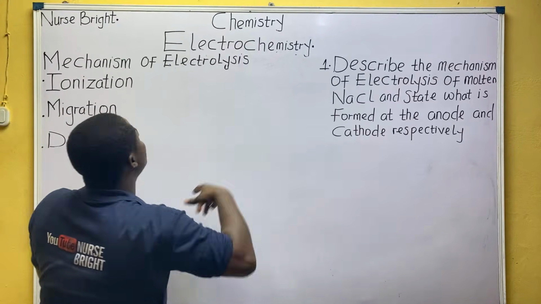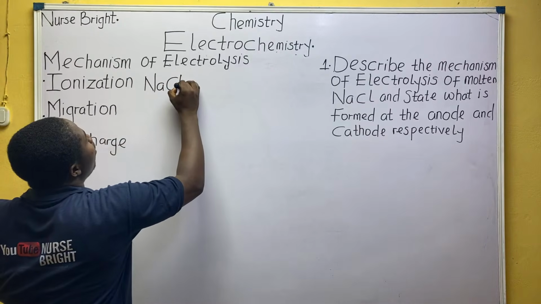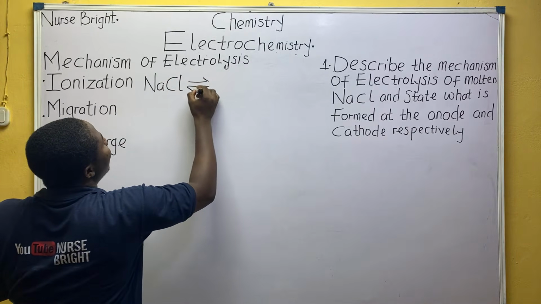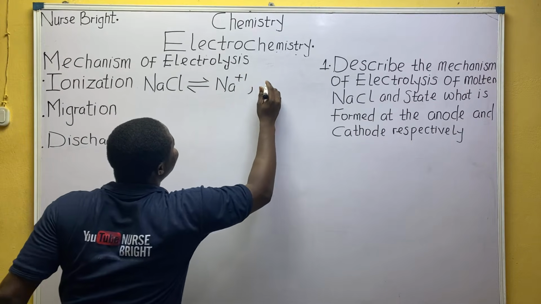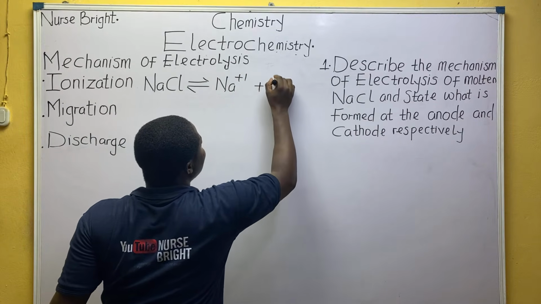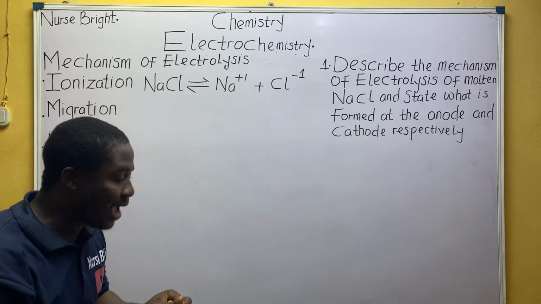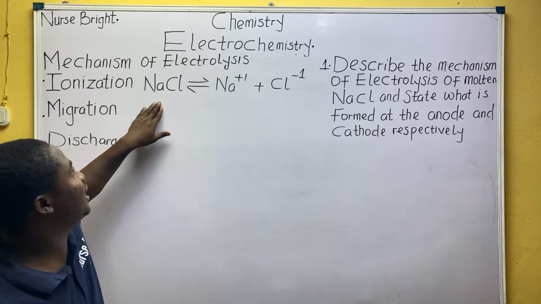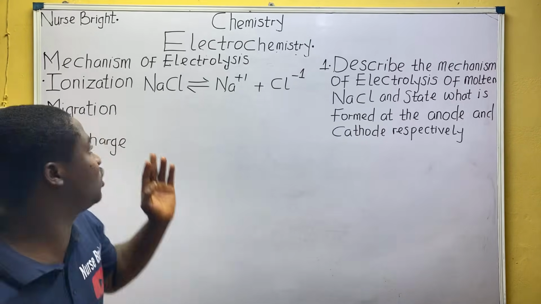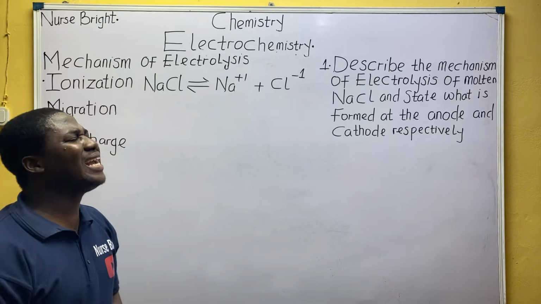So we saw molten sodium chloride, NaCl. If I break this into ions, this is what I'll get: Na+ and Cl-. The reason I wrote plus is just because it's a reaction. I can also use a comma to separate them. Just know that these are the two ions present. So we've done step 1, which is ionization. It is very easy. So what is the next step?